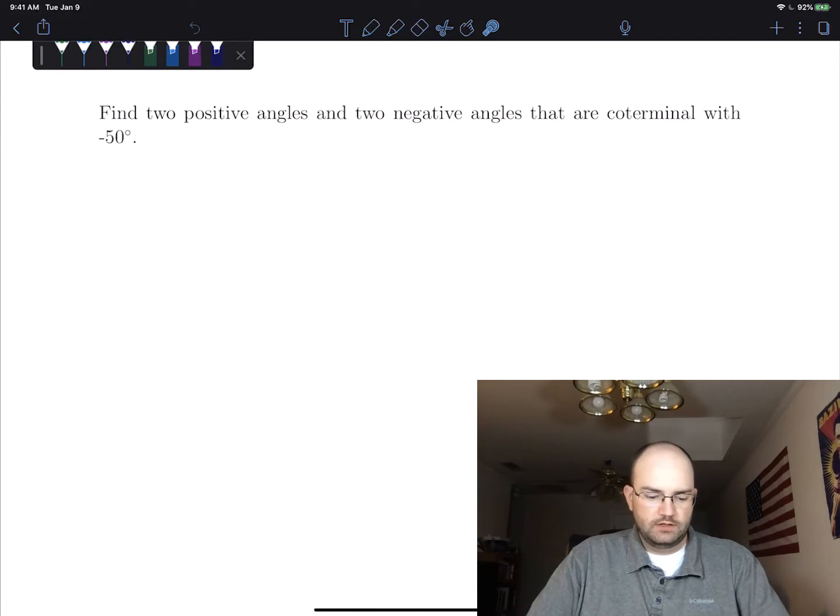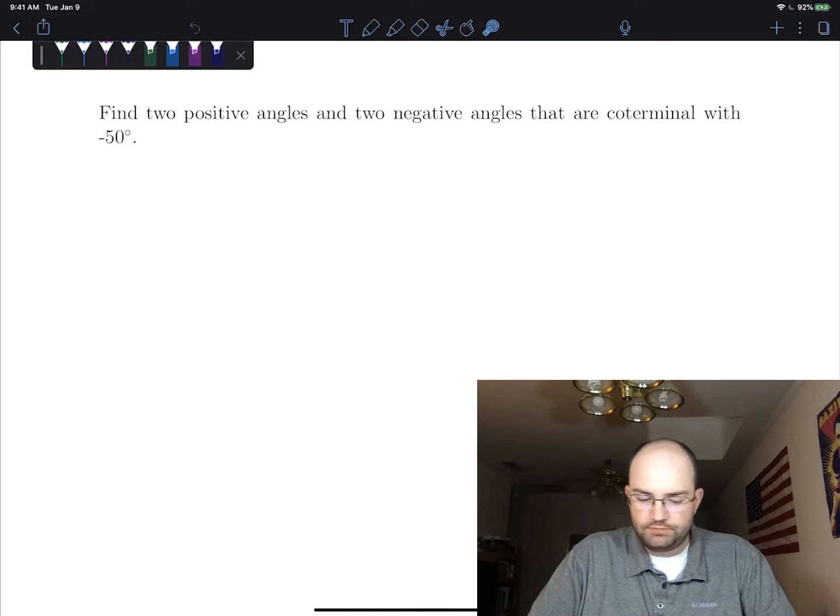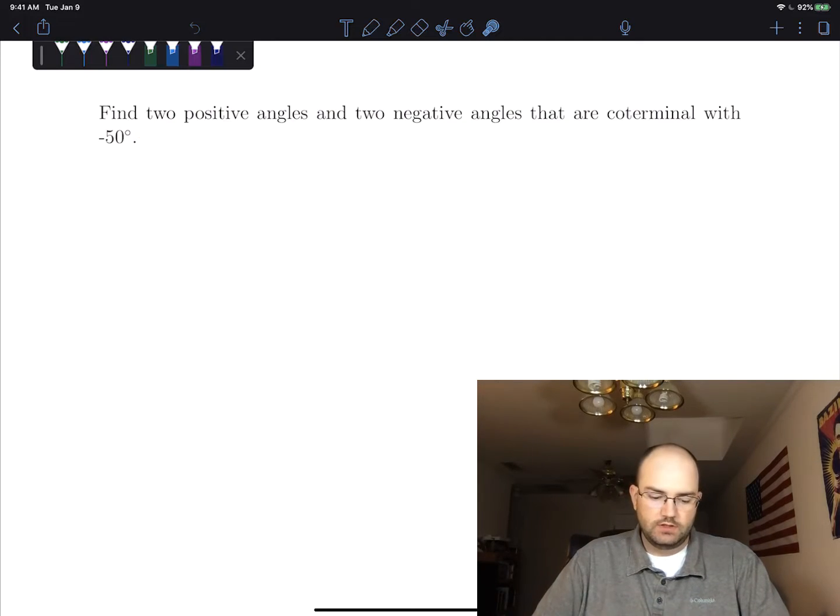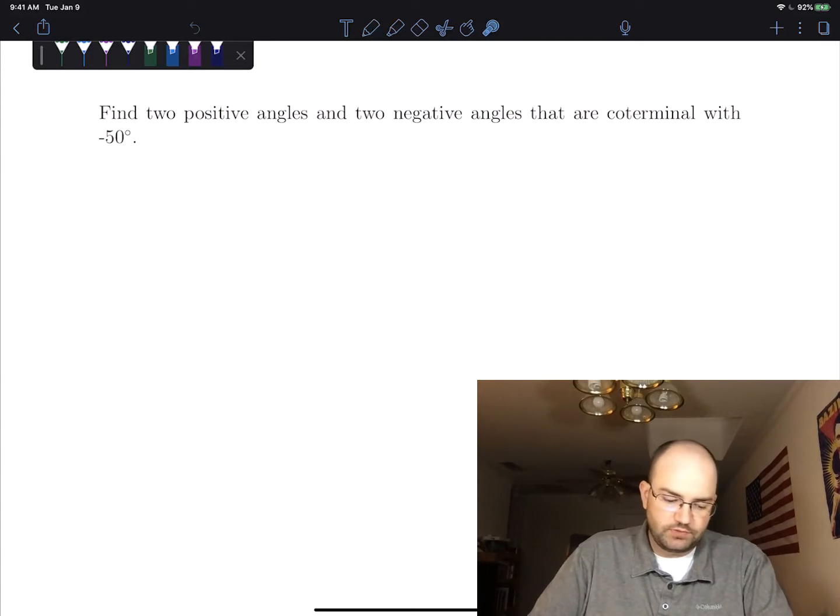Hello. In this video, we want to go ahead and find two positive angles and two negative angles that are coterminal with negative 50 degrees. Okay, so to do this, we have to first realize what negative 50 degrees looks like.